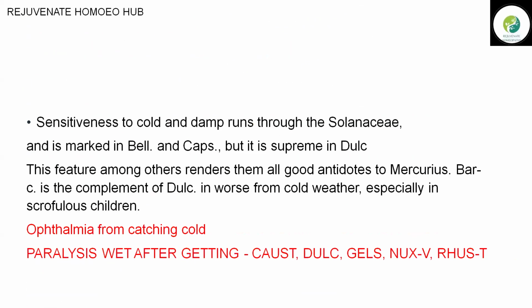Sensitiveness to cold, damp runs through the Solanaceae family and is marked in belladonna and capsicum, but it is supreme in dulcamara, right? So this belongs to the Solanaceae family, in belladonna and capsicum. In capsicum, you can see a lot of burning sensation. That is a key confirmatory of capsicum. And homesickness is in capsicum, but it is supreme in dulcamara.